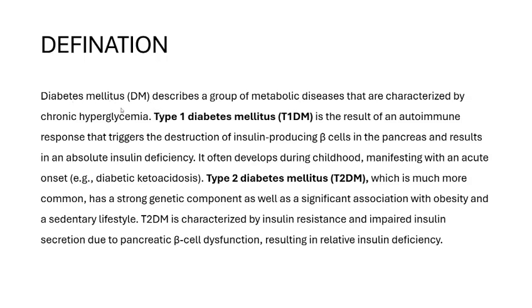Coming to the definition part, diabetes mellitus describes a group of metabolic diseases that are characterized by chronic hyperglycemia. Metabolic disease is a condition in which the body is unable to convert food and drink into energy, meaning it disrupts the body's ability to convert food and drink into energy. Here, there is a disturbance in the normal metabolism of the body due to a chronic increase in the blood sugar level. Hyperglycemia is a condition of elevated blood glucose levels.